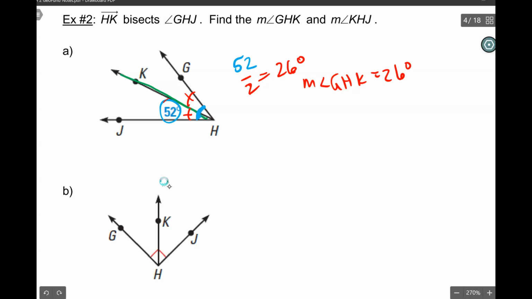All right, so the important part here is knowing that 52 was the whole angle. And then because we're given that HK bisects, this bisector cuts the overall big angle into two equal smaller angles.